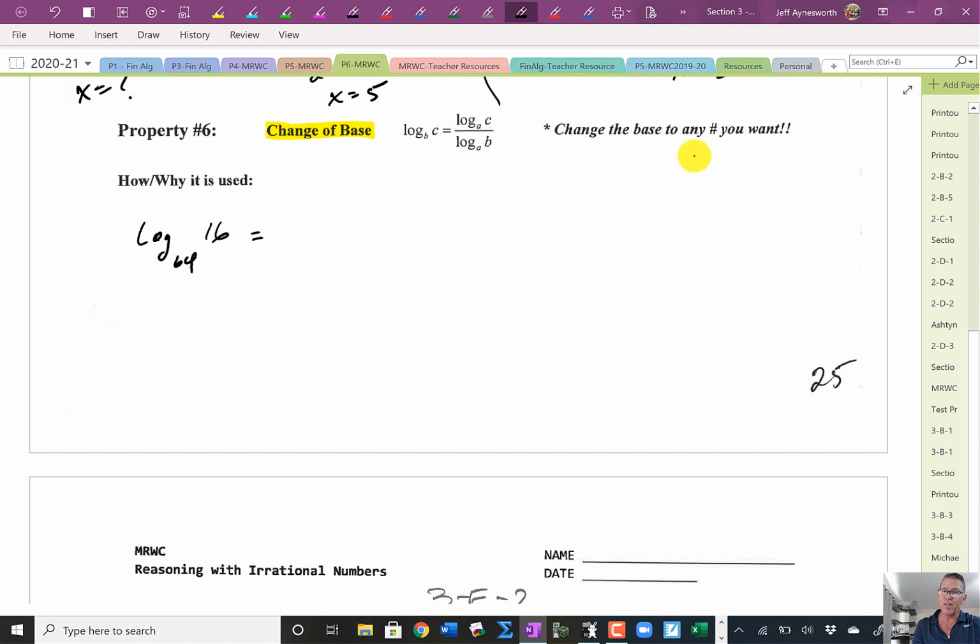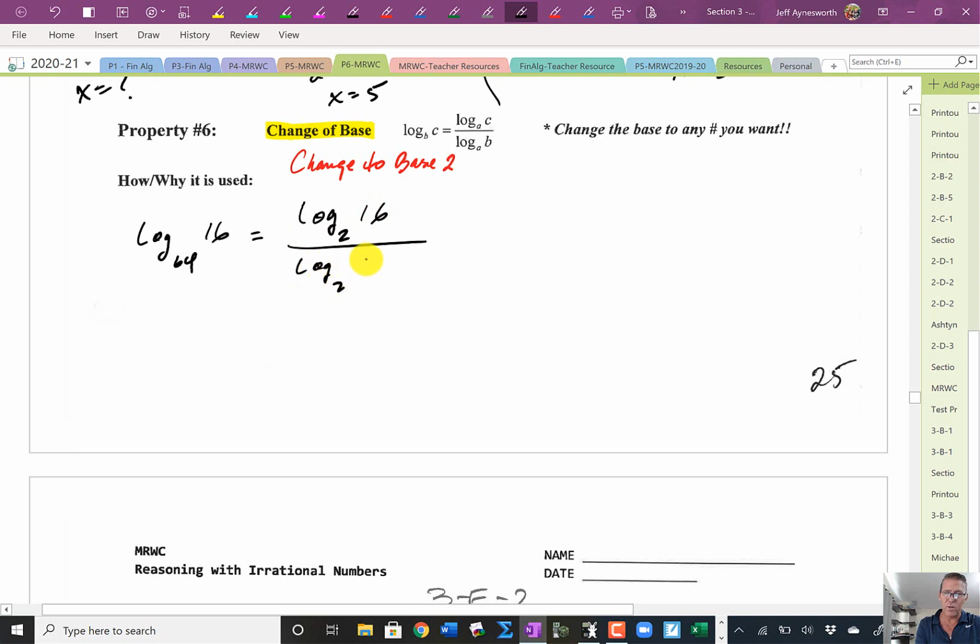All right, you could change the base to any number you want. Now, 16 and 64 are base 2 numbers. So if they're both base 2 numbers, it might be wise to change to base 2. Okay, now if you do that, you do it like this. Log base 2, look at that, of 16 divided by log base 2 of 64. And notice what I did, okay? The argument goes up top, and then the old base goes down below.